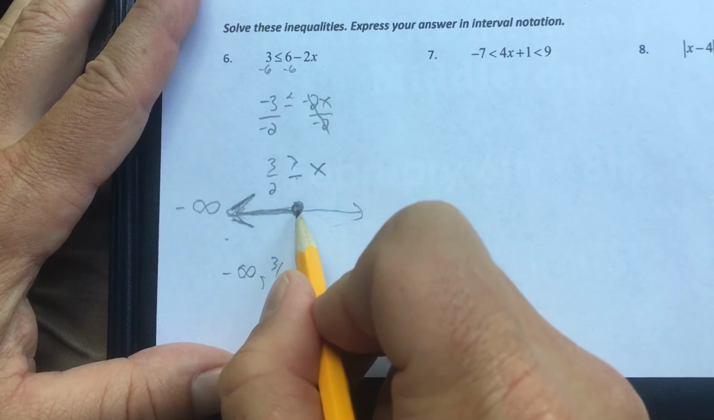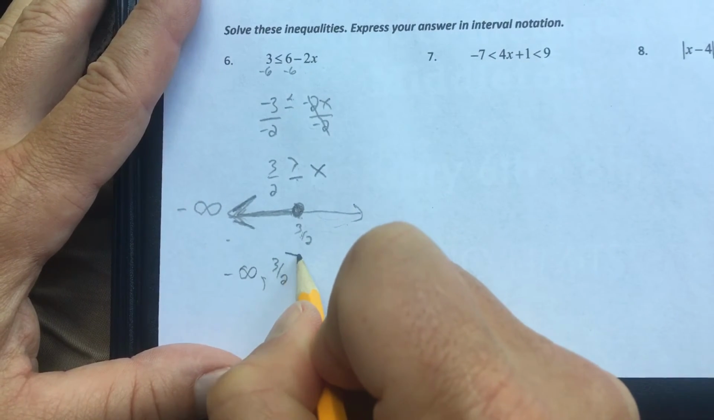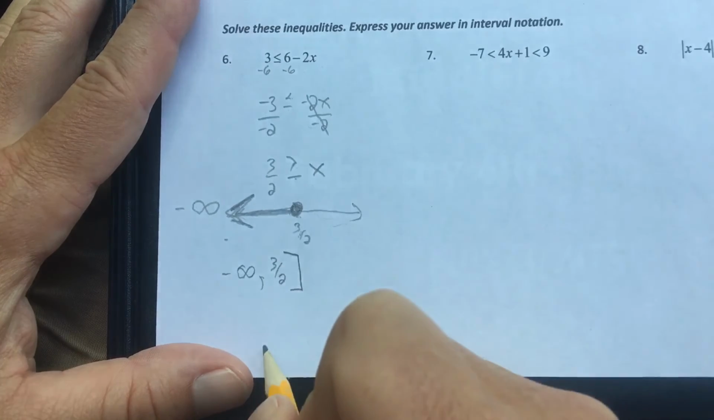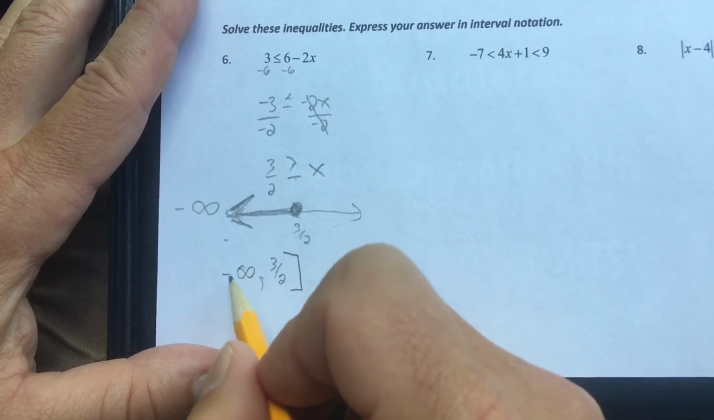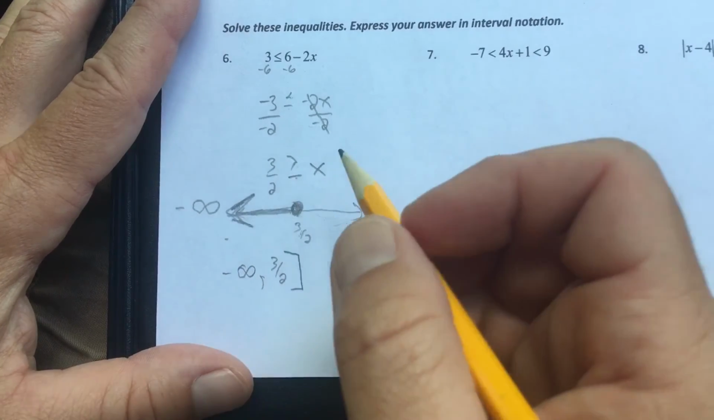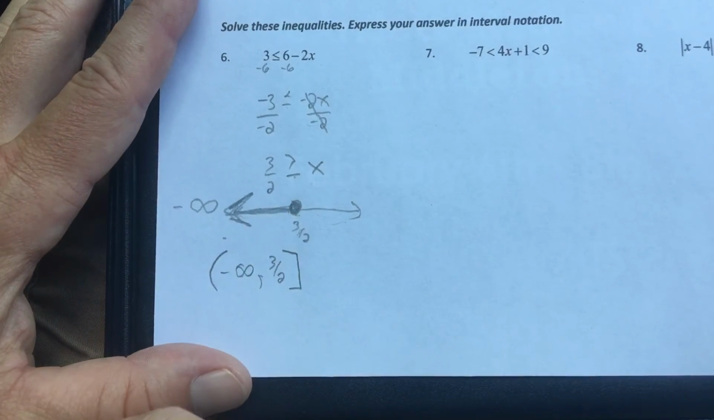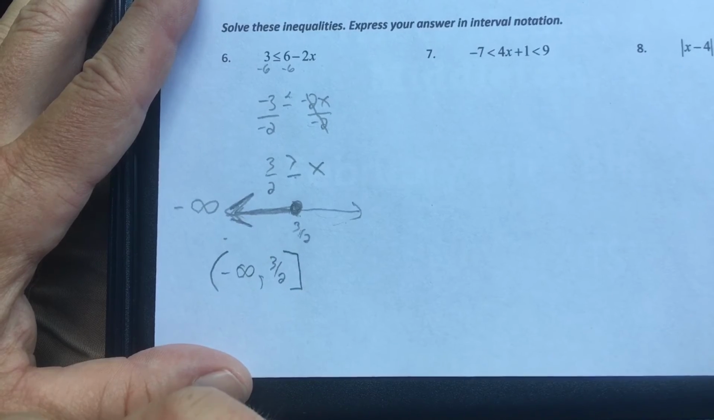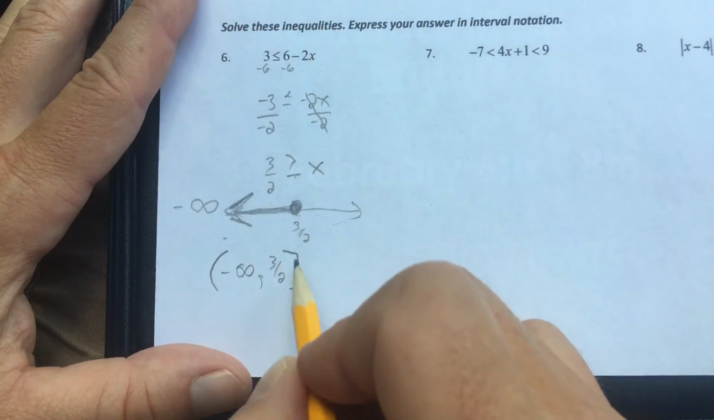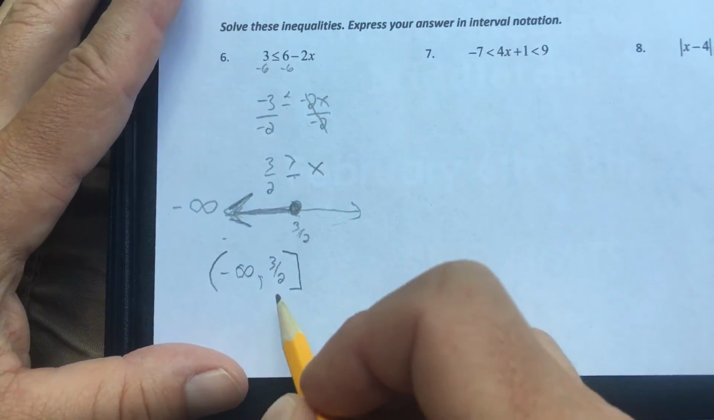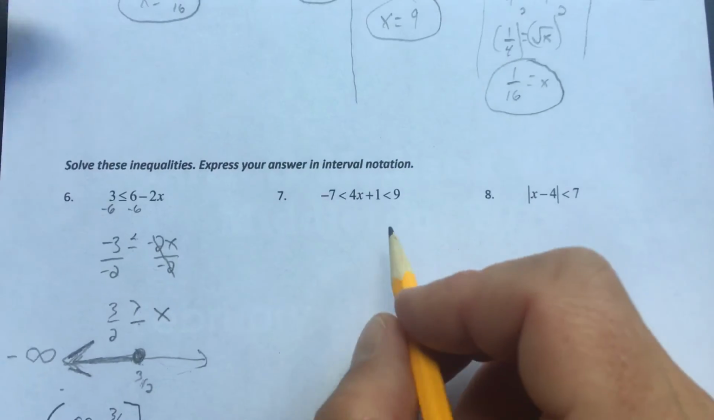Now we can include 3/2, so if we can equal it, then we put that bracket on it. And since you can't actually equal infinity, it's something that keeps growing, you never can capture it. We use a parenthesis to indicate that we're not equal to that. So if this had been an open circle, we would have had a parenthesis on that as well. Okay, so we'll see that here on this one.